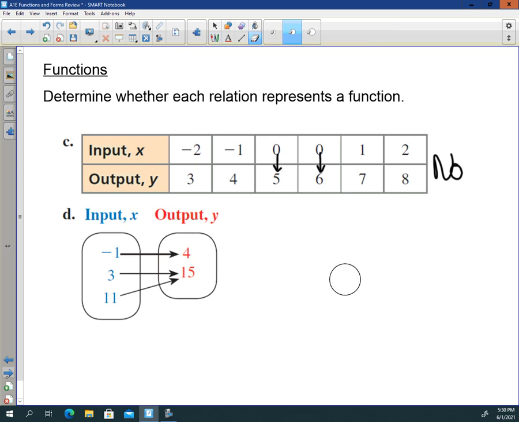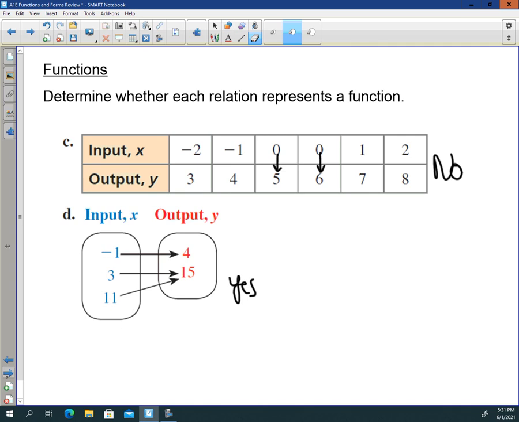Another way of looking at this is through this kind of table here. Notice that for every input x, there is only one output y. -1 goes to 4, 3 goes to 15, and 11 goes to 15. Now it's okay if these two go to the same one. They just don't have 2. In other words, we don't have something like this. So yes, this is a function.